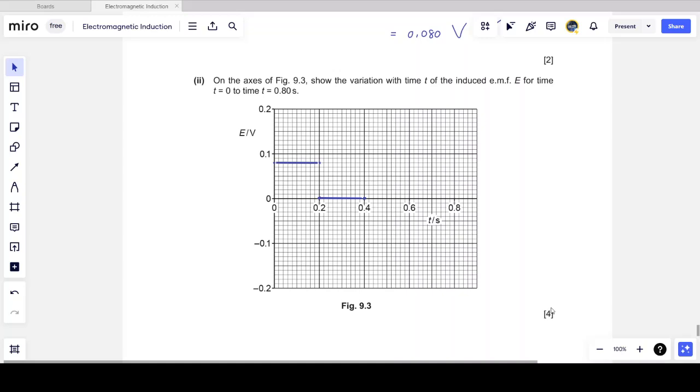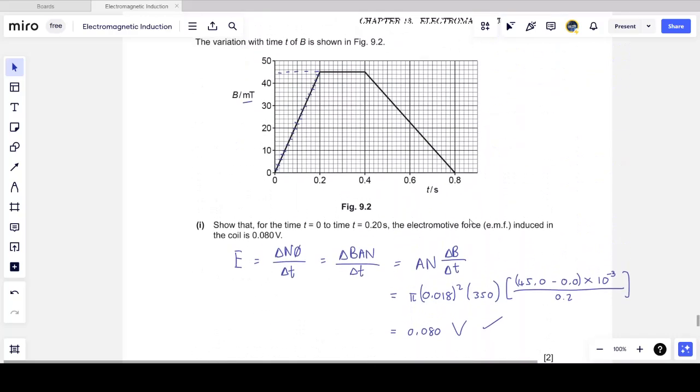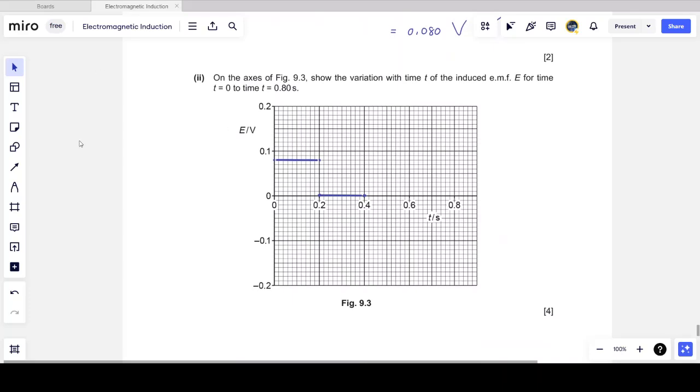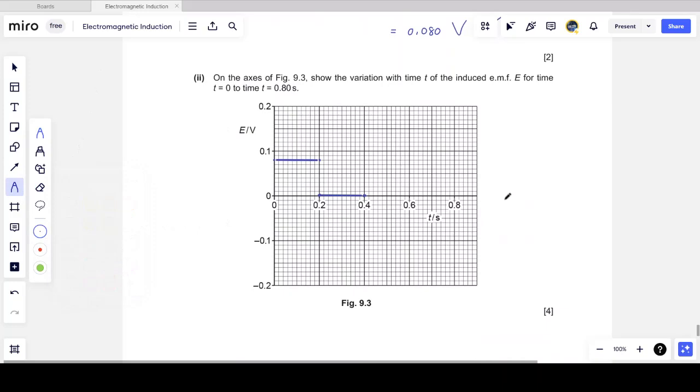And lastly, I need to do the last 0.4 seconds. In the last 0.4 seconds, the gradient is not as steep, but it's decreasing from 45 to 0 milliteslas. So the flux density is decreasing from 45 to 0 milliteslas. So I actually need to calculate it because there's no way I can just simply identify what it needs to be. Thankfully, the calculation is not as difficult because it actually hinges on the calculation that I've done previously.